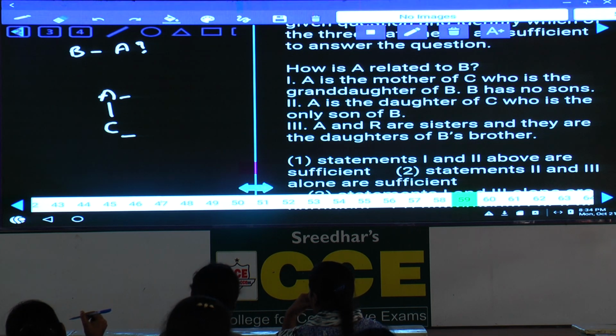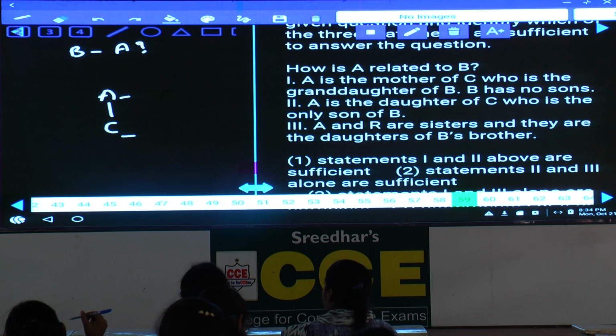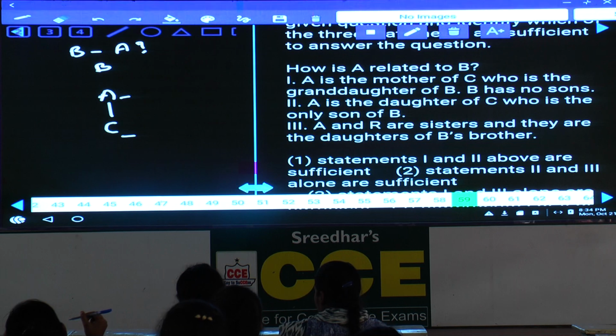Now, how is A related to B? A is the mother of C, who is the granddaughter of B. B has no sons. As B has no sons, that means B should have a daughter. As B should have a daughter, C is the granddaughter.